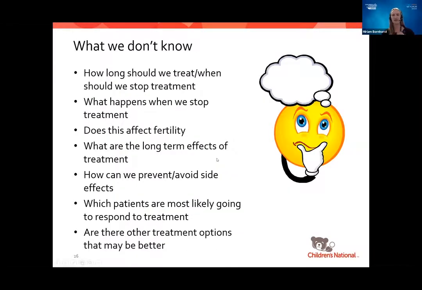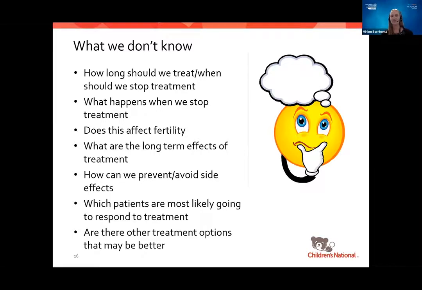So the last thing I just want to say, there's a lot that we know about MEK inhibitors, and there's a lot of ways that we know that this can be helpful, but there's also a lot of things that we don't know. For example, we don't know how long we should treat and when we should stop treatment. We don't always know what happens when we stop treatment. Sometimes we stop treatment and the tumor grows back. Sometimes the tumor doesn't grow back. And we just don't know for sure what is going to happen until we actually try it.